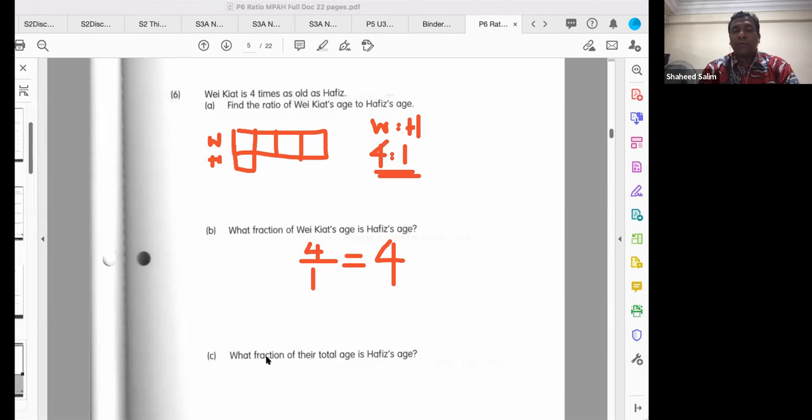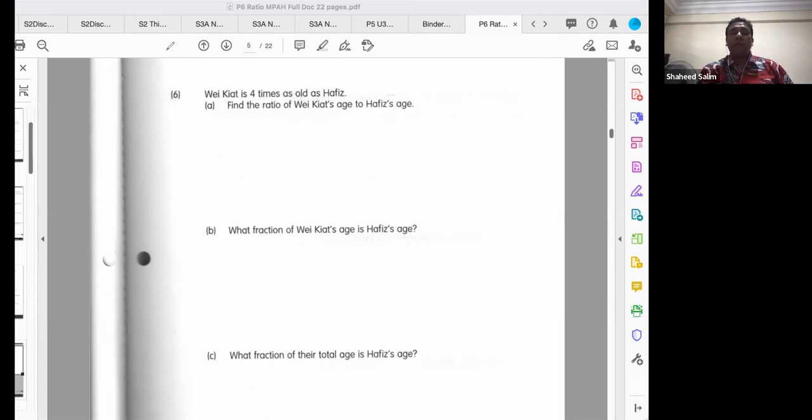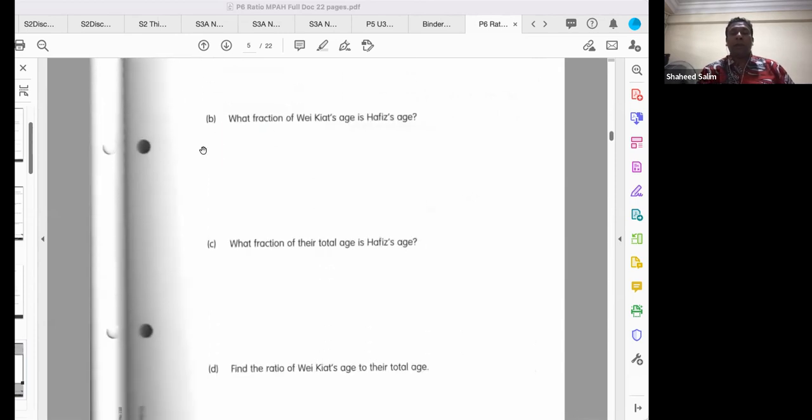The last one, what's the fraction of total age that is Hafiz's age? Total age is how many? 1, 2, 3, 4, 5. 5. And Hafiz's age is only 1. So 1 out of 5. Easy, right? You must be able to do this. If you don't do this, it's going to be a problem.